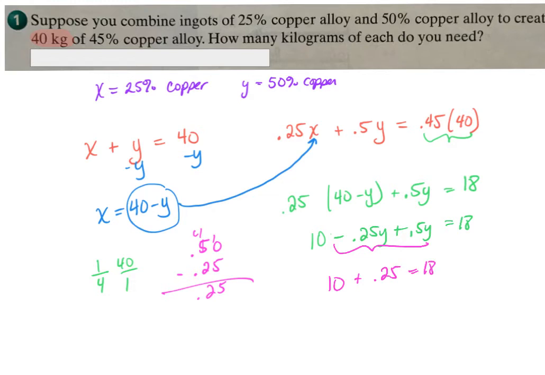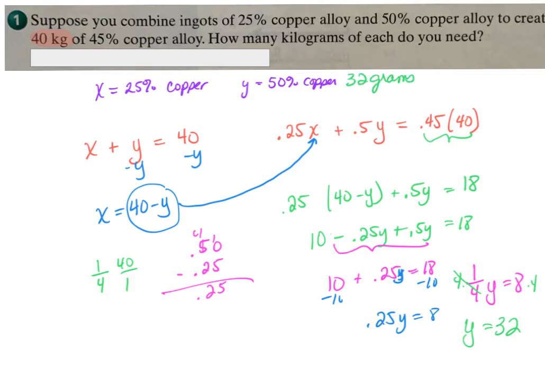So I get 10 plus 0.25y equals 18. I'm going to subtract 10. And I have 0.25y equals 8. Again, I would do a fraction here. You can do 8 divided by 0.25, all right? And you're going to have to move that over and divide by 25. 800 divided by 25, that's not a bad one. Or if you think of this as a fraction, that's 1/4 y equals 8. I multiply both sides by 4. That cancels here. 8 times 4 is 32. Y equals 32. So I know that I'm going to have 32 grams of my 50% copper.